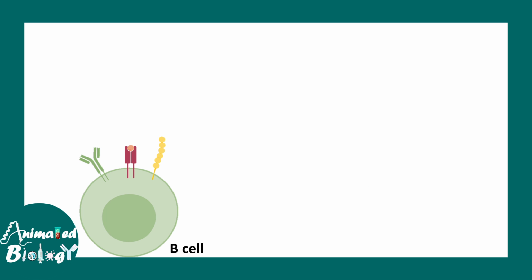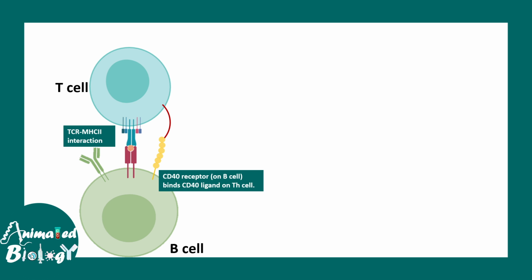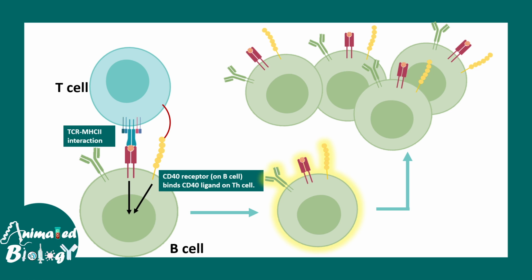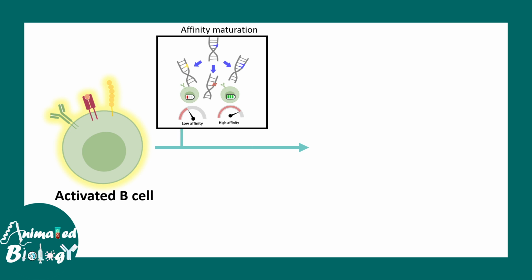Now another important job of the T helper cell is to activate the B cell. The T cell interacts with the B cell with specific T cell receptors, and there is an interaction of CD40 and CD40 ligand which leads to B cell activation. The activated B cell would proliferate rapidly and expand clonally. The activated B cell in the lymph node would undergo processes like affinity maturation, which selects the high affinity antibodies on the B cell surface.